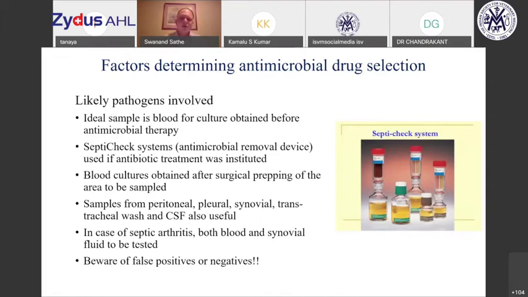Always be aware of false positives, especially if you have not scrubbed the area or maintained aseptic technique while obtaining blood samples. You do run the risk of having false positives. Or if the animal has been treated with antibiotics prior to getting a blood culture, you do run the risk of having false negatives. So you need to evaluate the results of your samples appropriately based on your clinical case.